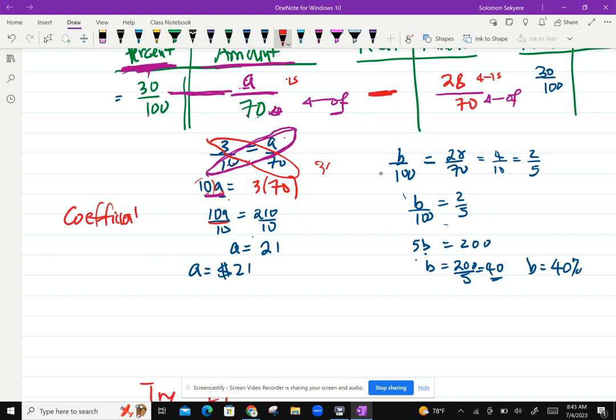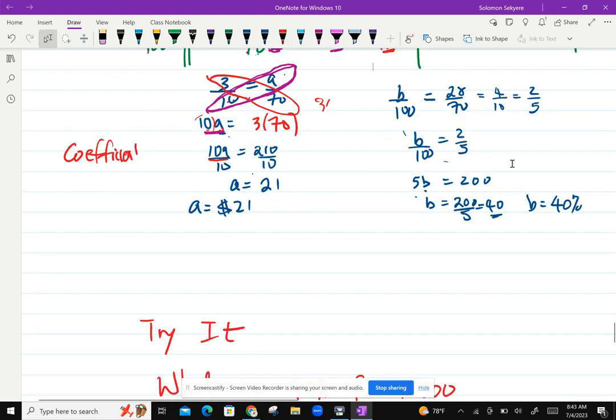So let's choose a variable. Let's say B. So B over 100. See, that's always 100. Percent means 100. So now you've got it, right? And then you say B over 100 is 28 over 70. And I like to simplify my numbers before I do my cross multiplication. But here, also, by simple proportion, let's see.